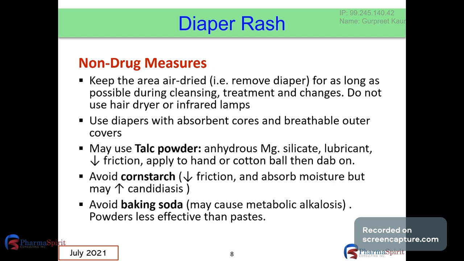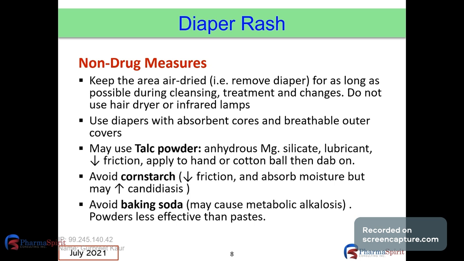Also, we can do this during the treatment. So after applying the treatment, we can keep the area exposed to dry. And when we change the diaper, it's important to advise the mother to not use a hair dryer or infrared lamp. Some mothers, to quickly dry the skin, may use a hair dryer, and this is not a good idea.